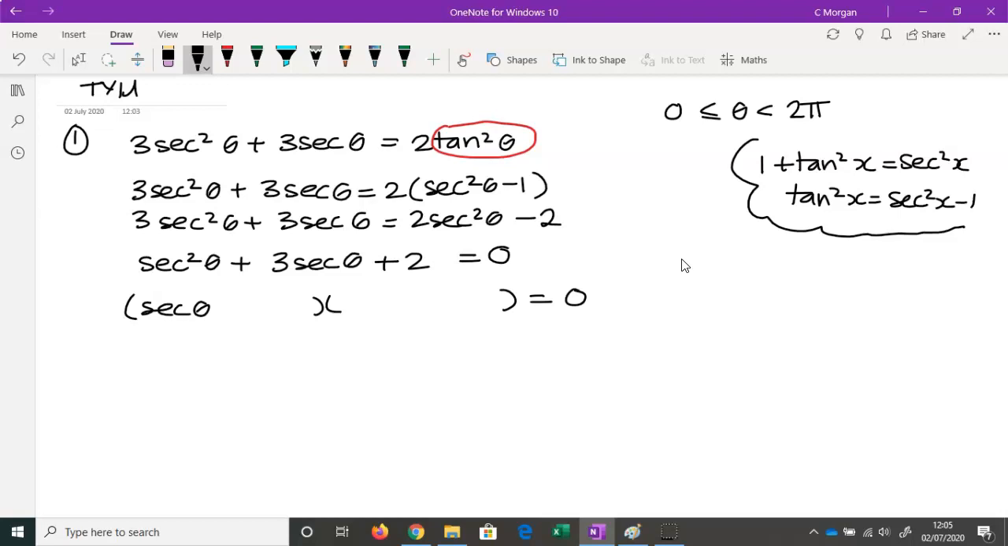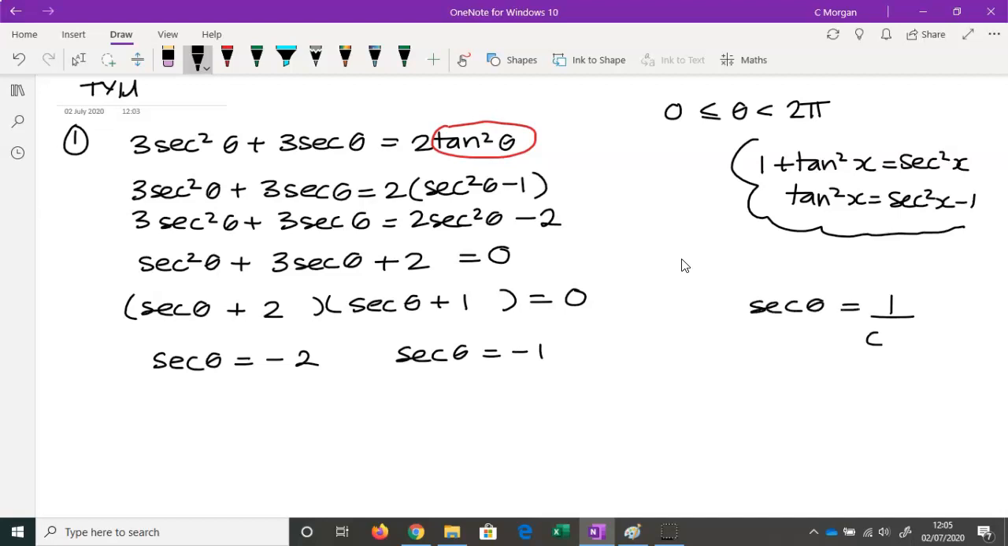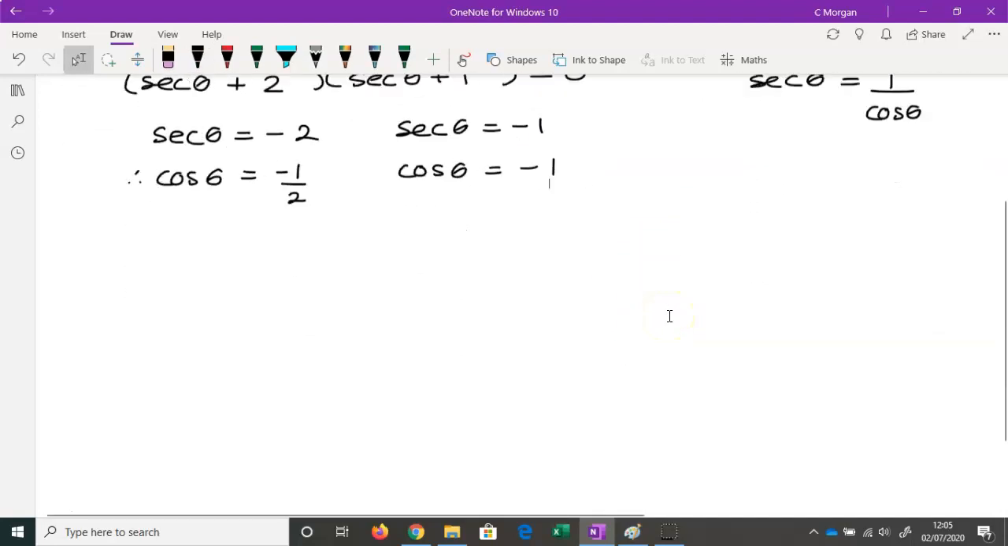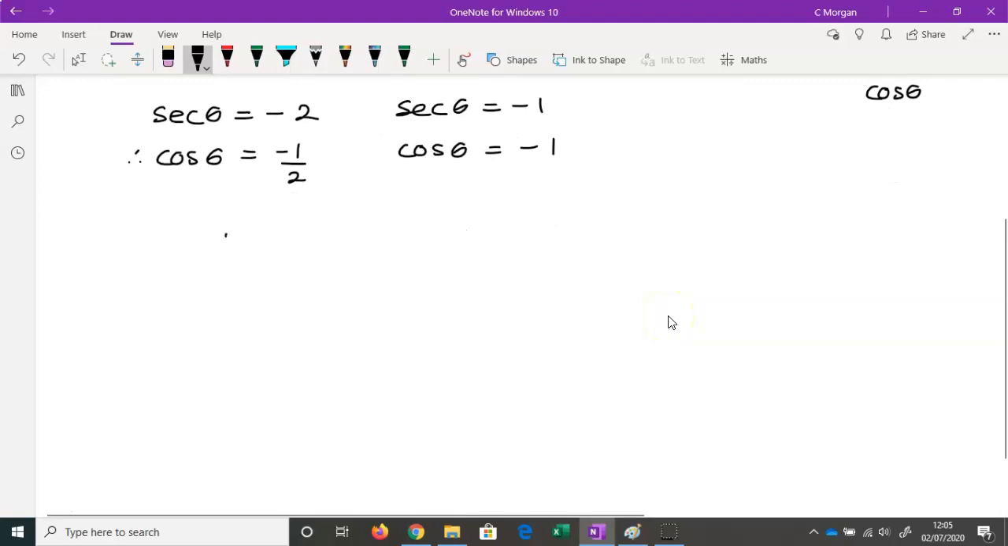I should pop those brackets there. Right, so I've got, oh yeah, just add 1 and add 2 there. Nice and easy. Okay, so I've got sec theta is negative 2 and sec theta is negative 1. Remember that sec theta is 1 over cos theta, which means it's the reciprocal, so therefore cos theta is going to be negative 1/2, which is the reciprocal of negative 2, or cos theta is going to be negative 1. Now, if you're struggling to solve trig equations because you're just a bit rusty, need more practice, I'll just draw my cos graph out.